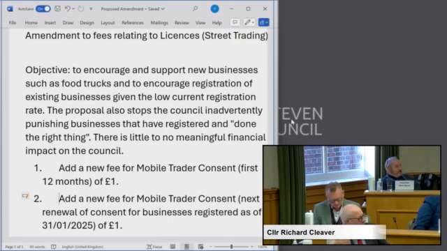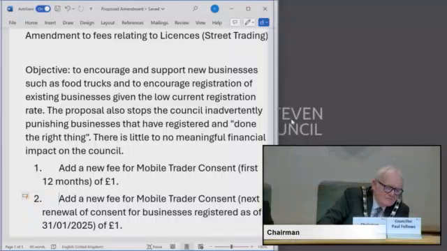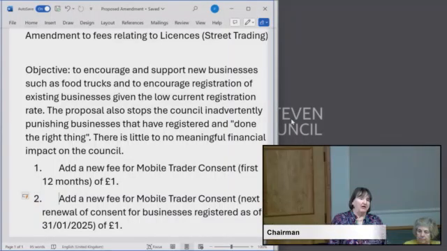Chairman, I just wanted to ask, does the fee include the fact that these food trucks are vetted by our environmental health people before they go out, and we are incurring a cost, and this is why we need to charge for the services that people are receiving? Thank you, Councillor. Councillor Morgan.